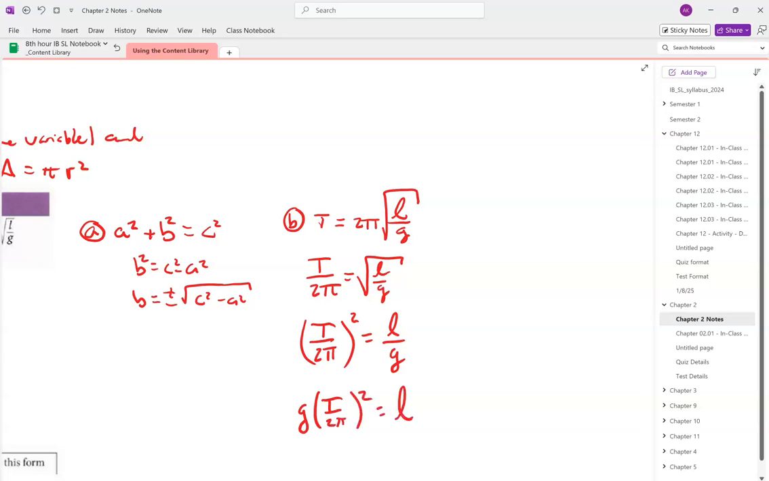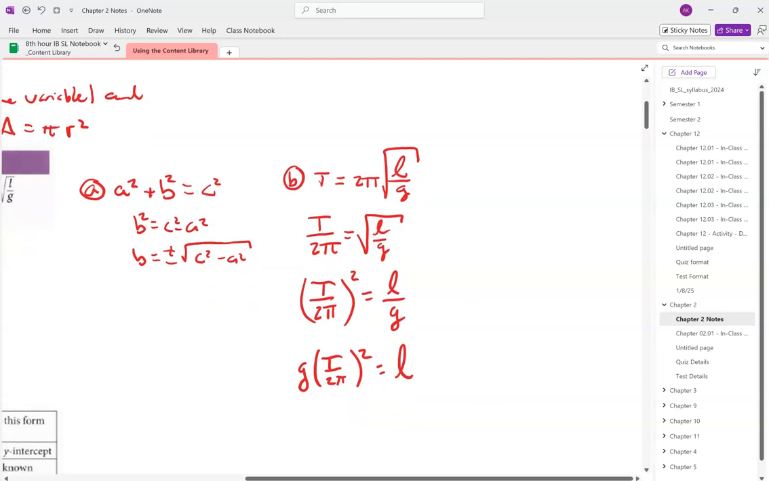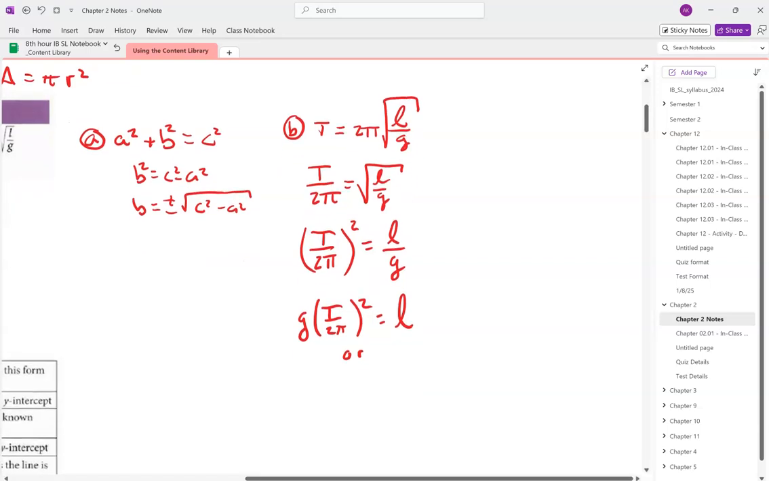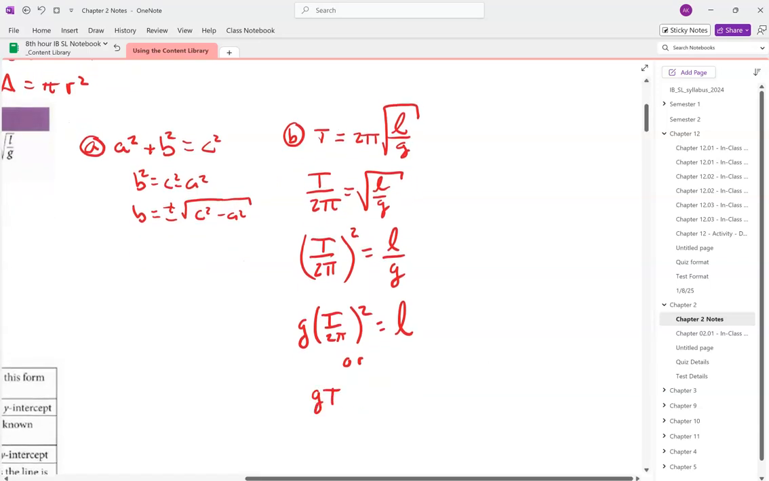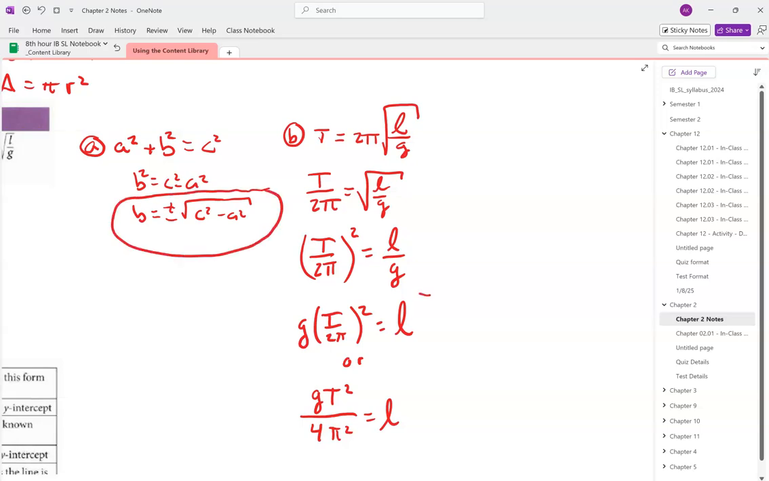Okay. And we could continue going on simplifying this, right? How do you square a fraction? You square the top and the bottom. So that would be g t squared over 4 pi squared. So the top one's an answer and the bottom one is reduced? They're both equivalent answers. Just one's a little bit more simplified than the other. But depending on the directions, they're both correct in that L is by itself.